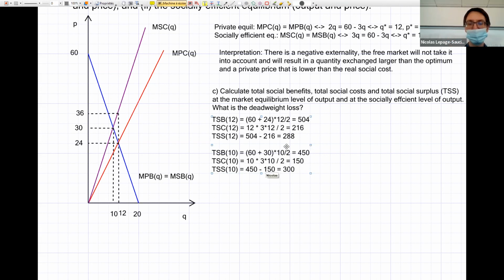So we see that if we stop at the socially efficient quantity, we get a higher total social surplus because we get this whole triangle there. Whereas if we continue to produce, the marginal social benefit is this, but the social cost is this. So you see that here the marginal cost is higher than the marginal benefit. So this is going to be the deadweight cost.